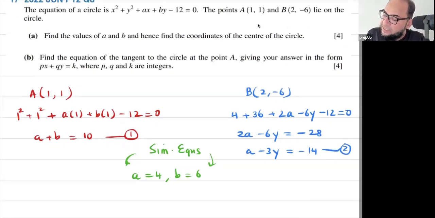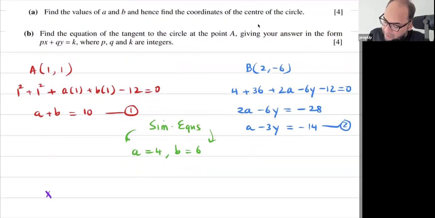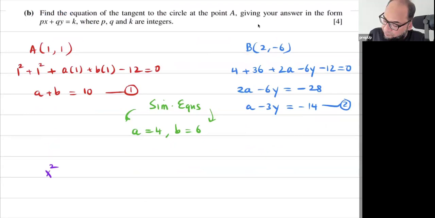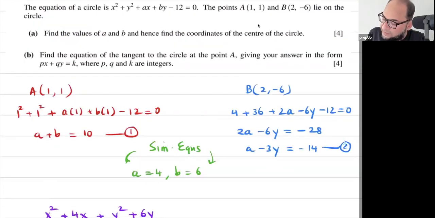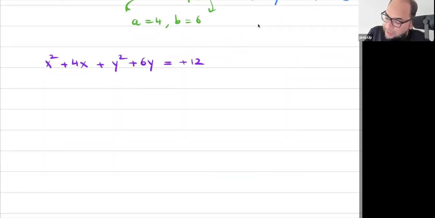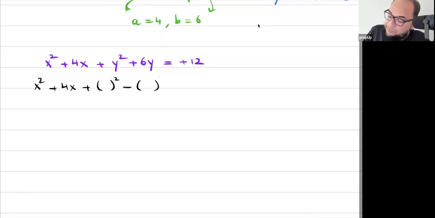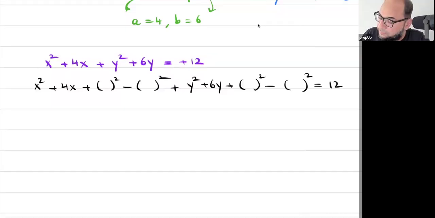Now it says, find the coordinates of the center of the circle. So there is the normal approach, that is we have x squared, we have y squared, ax is 4x, and this is y squared, and by is 6y. This equals positive 12 if it's taken to the other side. So now x squared plus 4x, bracket squared, minus bracket squared, and this is y squared plus 6y, bracket squared, minus bracket squared is equal to 12. That's the completing the square method.